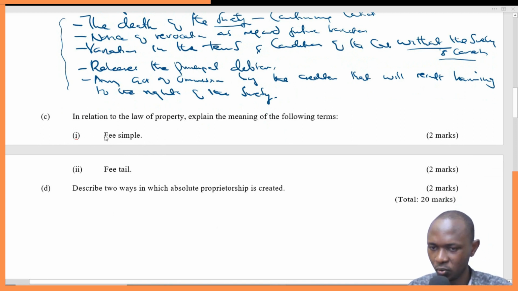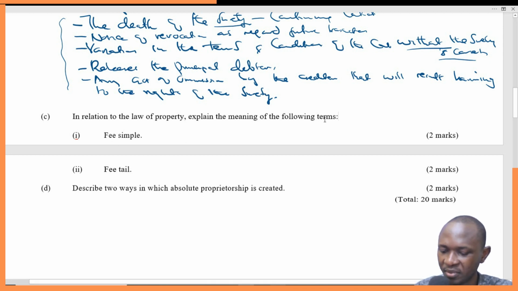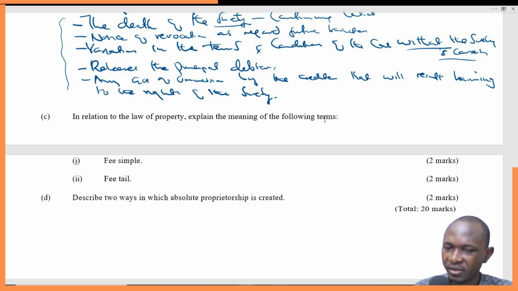Now let's go to number C. Item C, in relation to the law of property, explain the meaning of the following terms. And the first term here is fee simple.